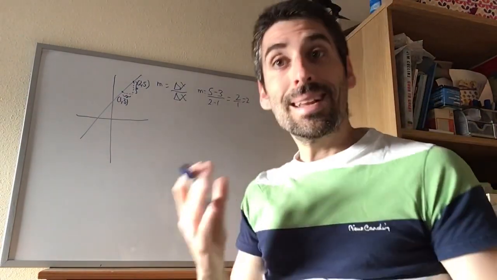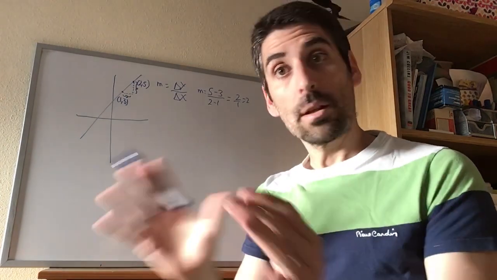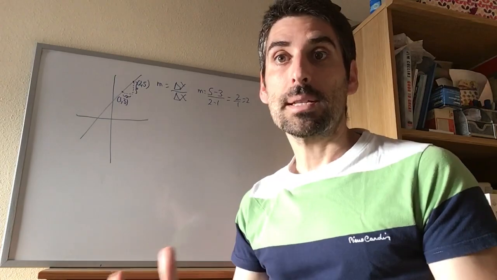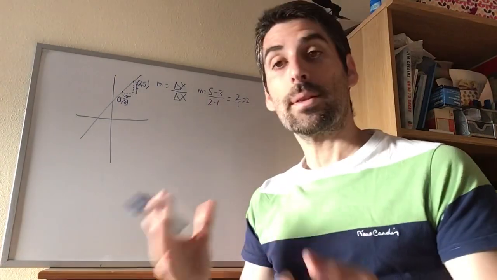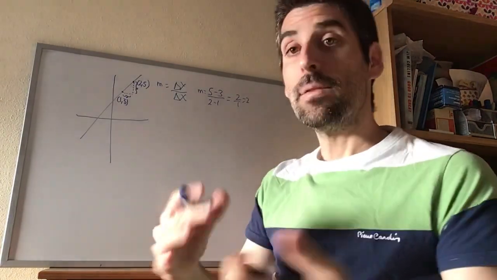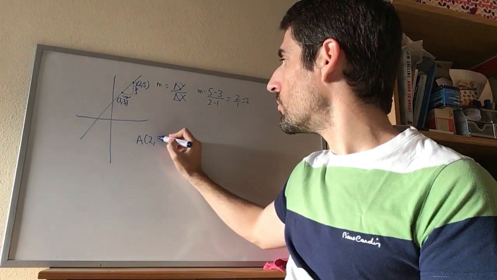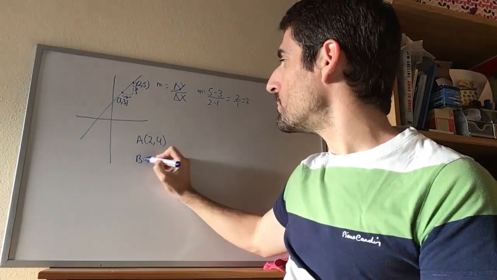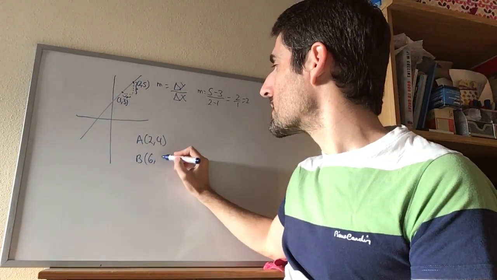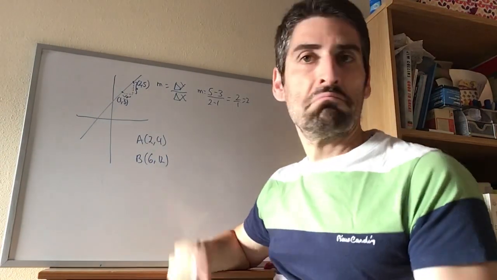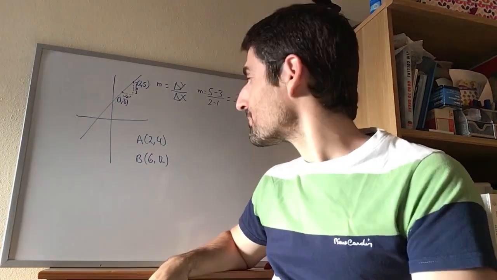But now, let's say that you have to find the gradient between 2 points. They don't give you the picture, and remember in your exam, you're going to have white paper, so you cannot draw it. So you have to be able to work it out without the picture. Let's say they give you 2 points. Point A is the point 2, 4, and point B is the point 6, 12. And they say, find the gradient between those 2 points.